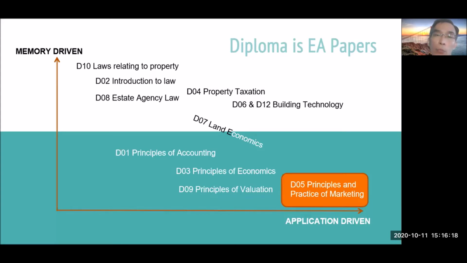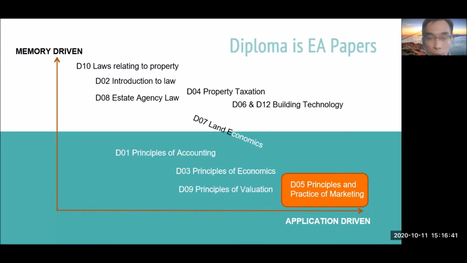So up to now, we have understood a bit on all the subject papers in our diploma in estate agency. So I want to actually give you a picture of the total 12 papers, and then where marketing is in terms of the approach. This is something also like a strategy.